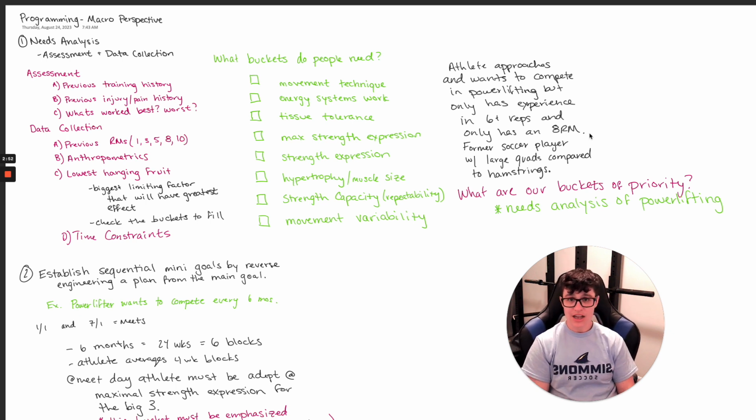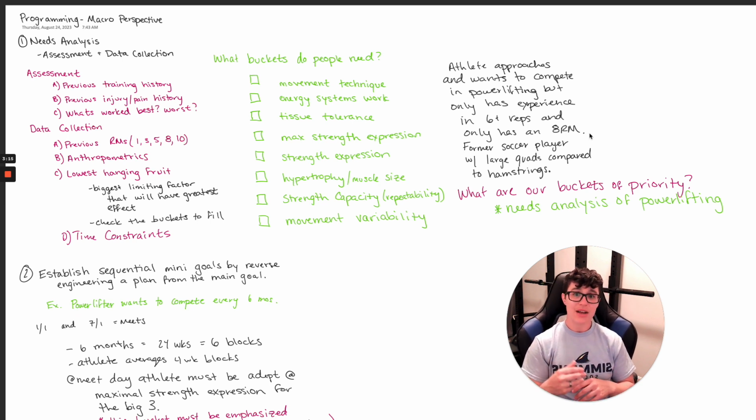Move on to data collection, and these are more numbers. These are the previous 1 RMs, 3 RMs, 5 RMs, 8 RMs, 10 RMs that they've hit. If you don't know what RM is, it's rep max. This is where you collect data about their anthropometrics. As much as we don't want to make excuses, there are some changes we have to make for longer limbed lifters versus longer torsoed lifters.